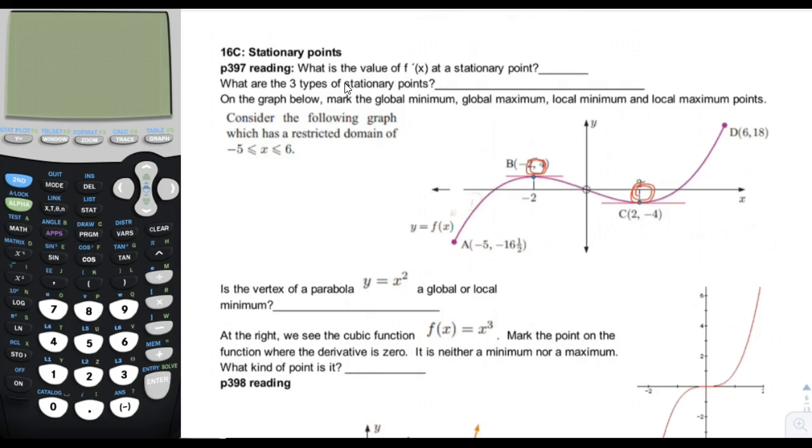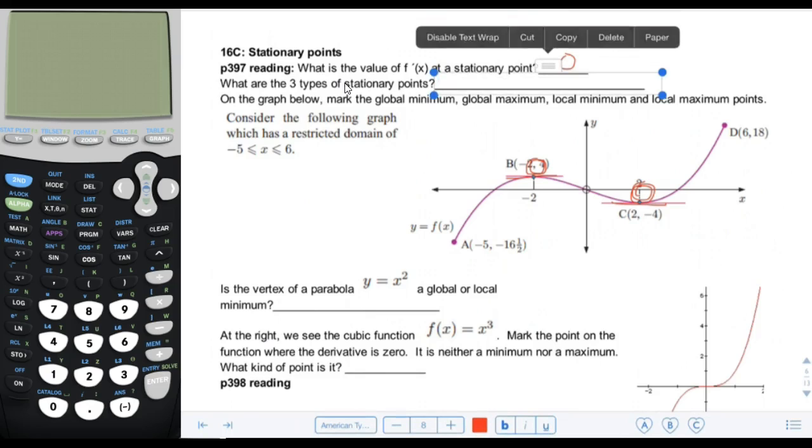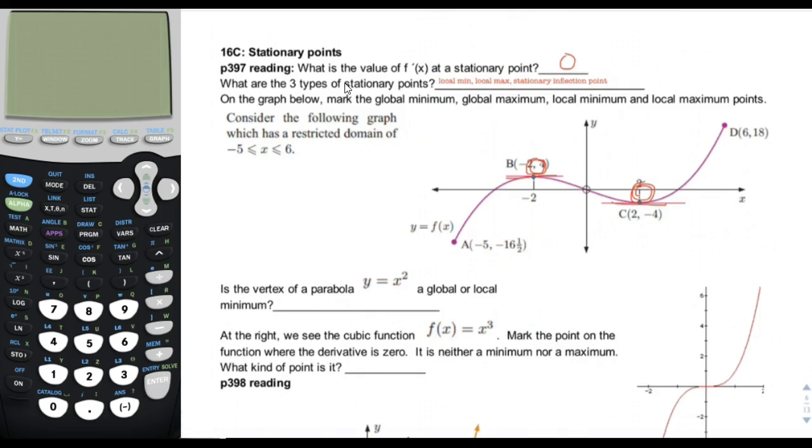So in this picture here, the two stationary points would be as drawn, okay? And the derivative at these 2 points, if you draw a tangent, you can see that the derivative, or the gradient, is 0. What are the 3 types of stationary points? The 3 types of stationary points are local minimum, local maximum, and last of all, a stationary inflection point, which I'll show you what that is in a minute. You saw in the investigation, but we'll remind you.